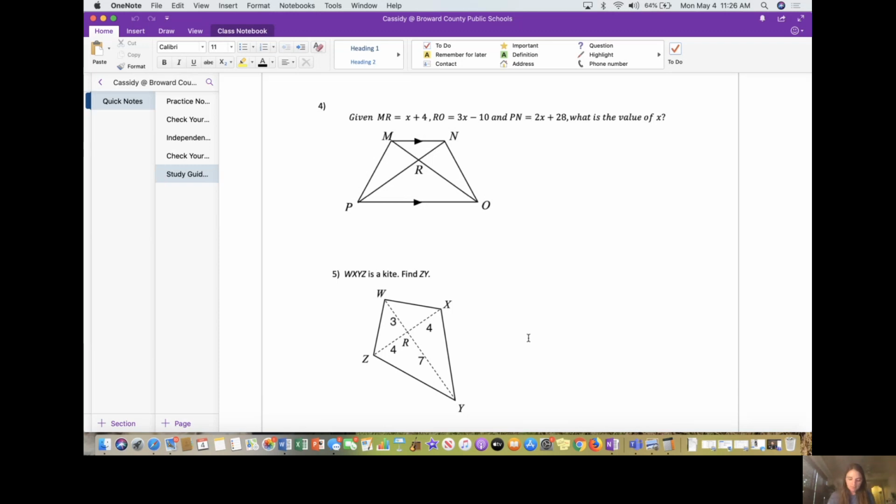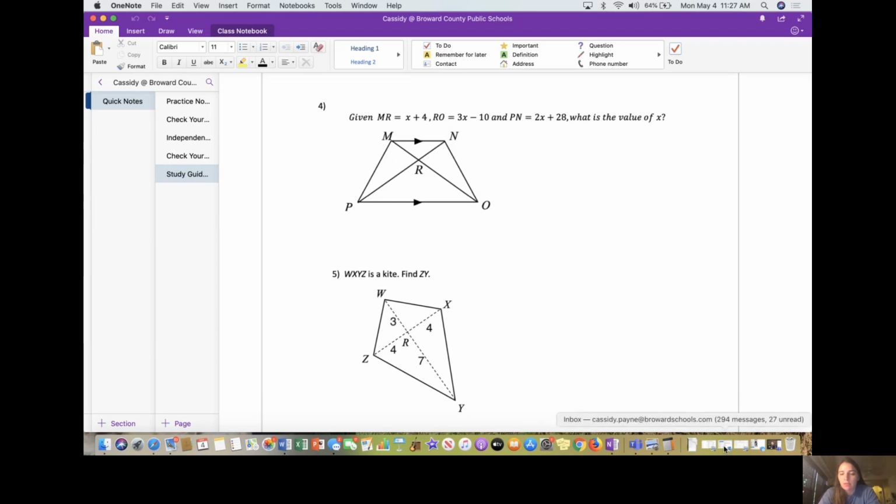Given that MR equals x plus 4, RO equals 3x minus 10, PN equals 2x plus 28, what is the value of x? So this is a trapezoid still. We know that because it's got one set of parallel sides. From here, we need to remember that on trapezoids, their diagonals are congruent.